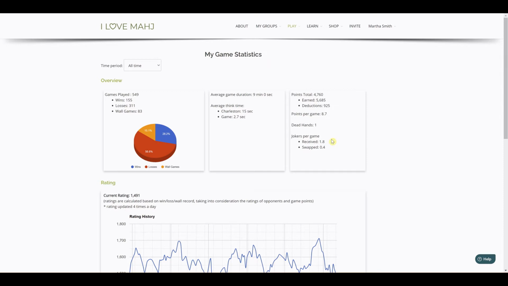We also have a tendency to remember the times we received zero jokers and totally forget the times when we received five. On average, you should receive between 1.7 and 1.8 jokers per game, since most games don't get played to the very end.